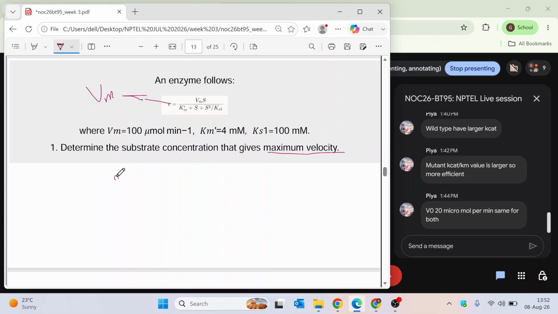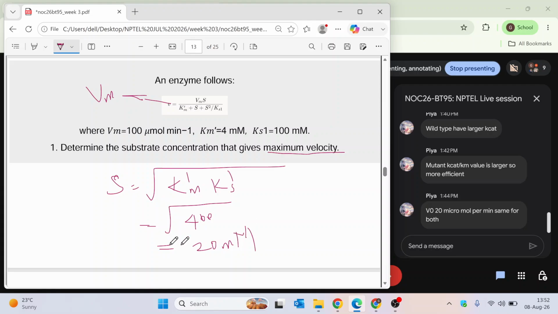If you do that, you will end up getting your substrate concentration to be the square root of the product of Km dash and Ks1. So in our case it is just the square root of 400, which is 20 millimoles. So the substrate concentration that gives the maximum velocity is 20 millimoles.